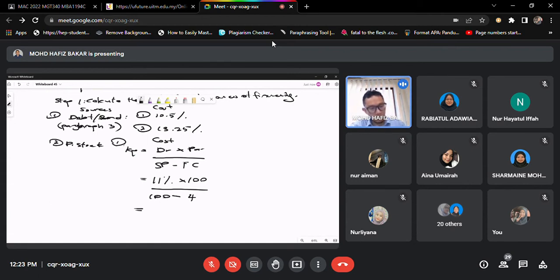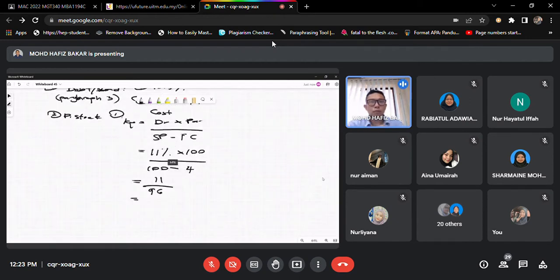0.11 times 100 is equivalent to 11. 100 minus 4 is 96. So 11 divided by 96 is equivalent to 0.11458. Times 100 gives 11.46%, to two decimal points. So this is the first cost.